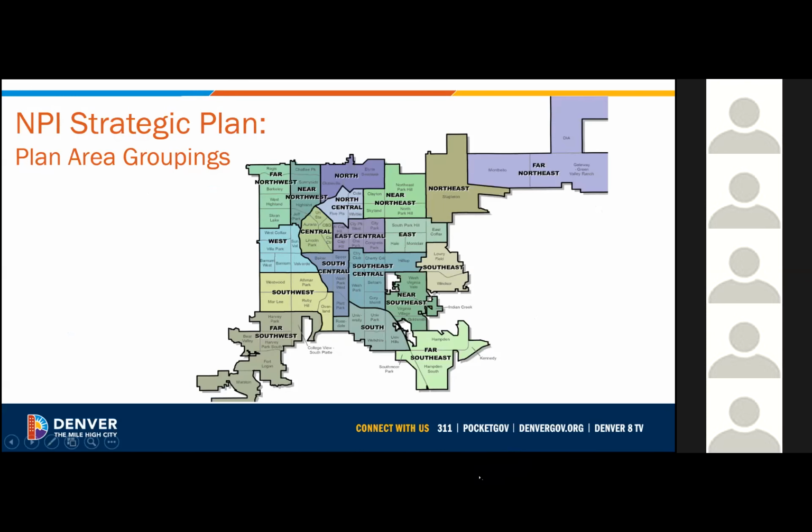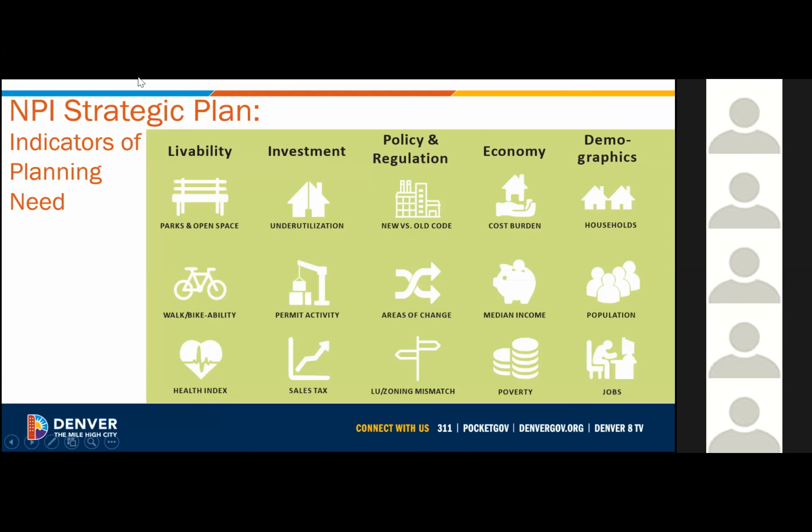This map shows how the areas were grouped together into those 19 areas, and this becomes the geography for NPI area planning. And then this shows how we made the decision within the NPI strategic plan as to which areas should be prioritized for the earlier rounds.